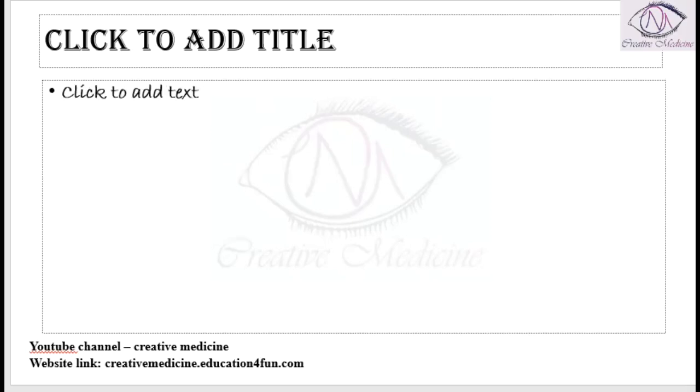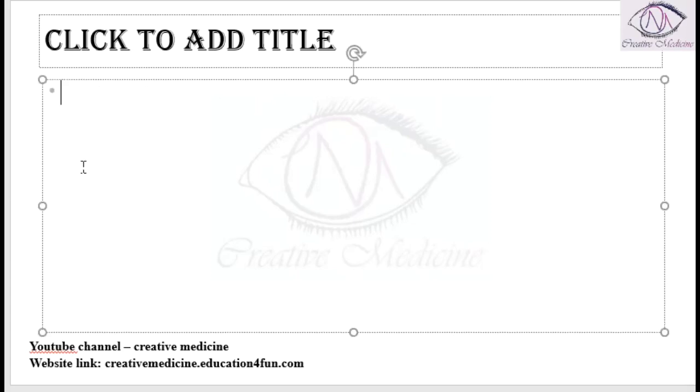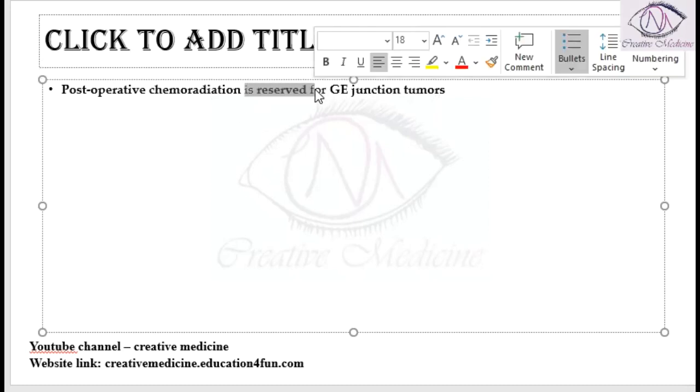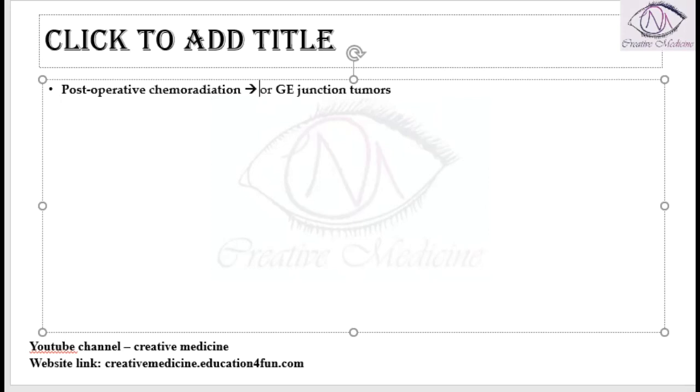Then, if the patient has gastroesophageal junction tumors, post-operative chemoradiation is reserved for gastroesophageal junction tumors. For gastroesophageal junction tumors, post-operative chemoradiation can be done for these patients.